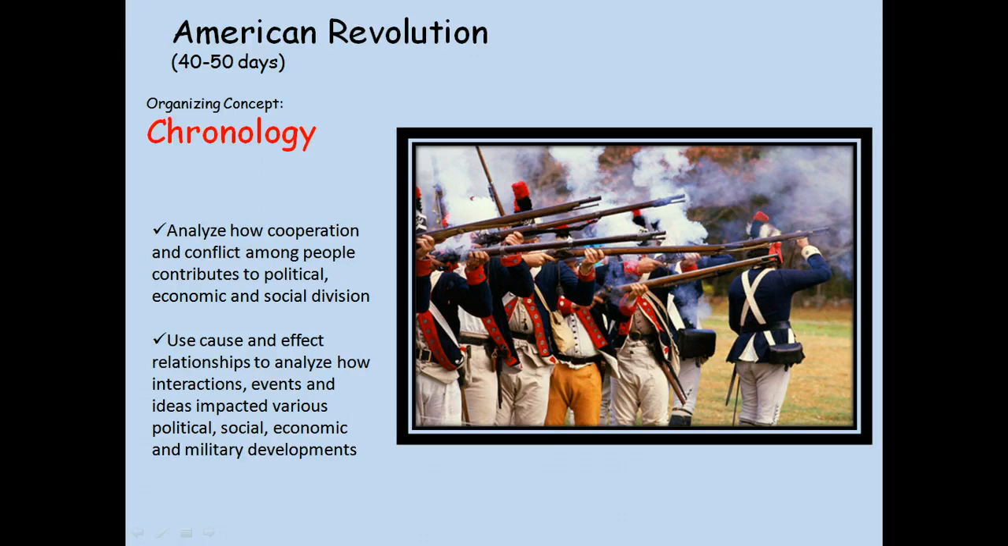To arrive at this concept's understandings, students will analyze how cooperation and conflict among people contributes to political, economic, and social division. They'll also use cause and effect relationships to analyze how interactions, events, and ideas impacted various political, social, economic, and military developments.